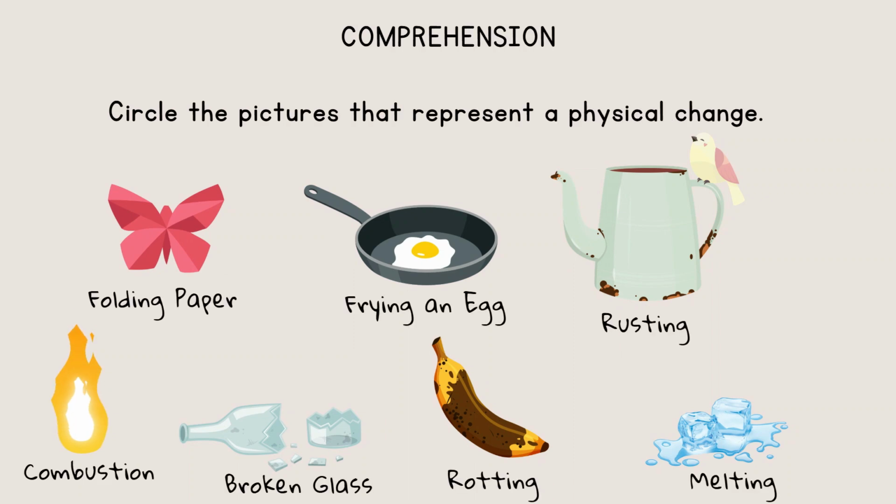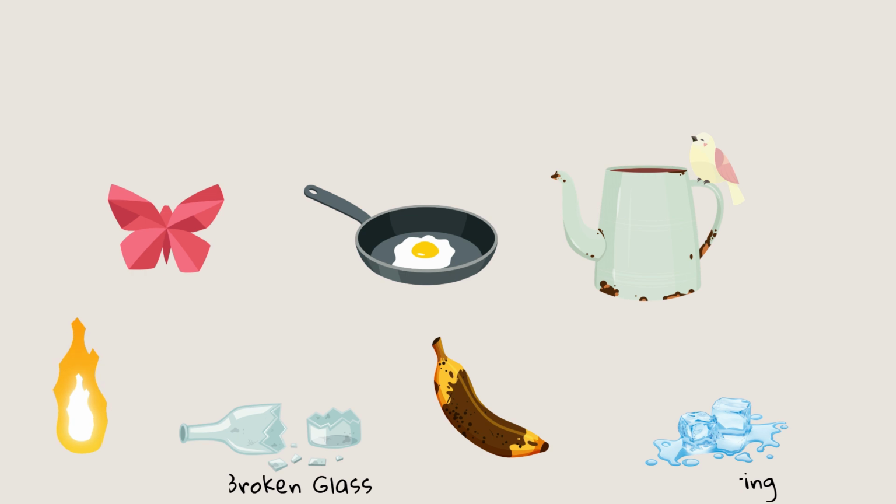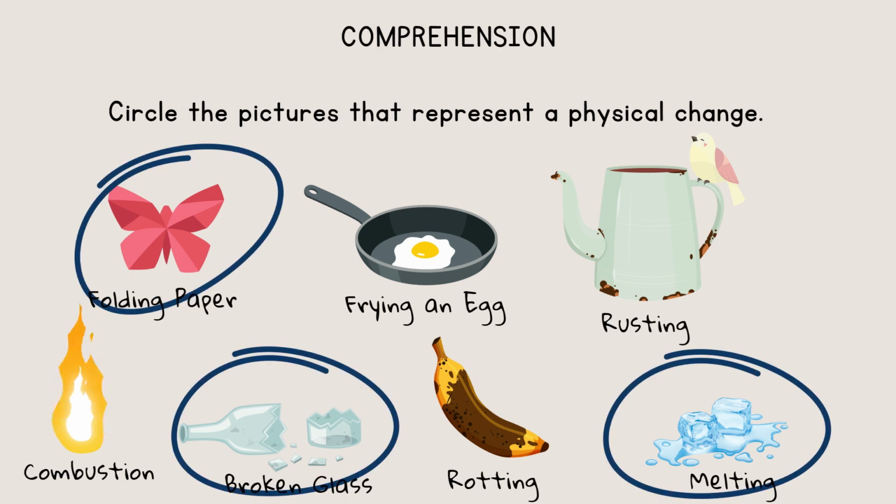Comprehension. Circle the pictures that represent a physical change. So here we have folding paper, frying an egg, rusting, combustion, broken glass, rotting, and melting. Which ones are representing physical changes? Great job! So folding a paper, broken glass, and melting are all examples of physical changes.